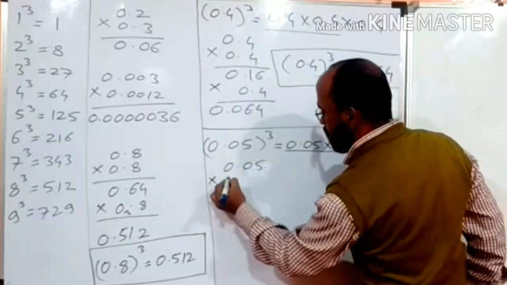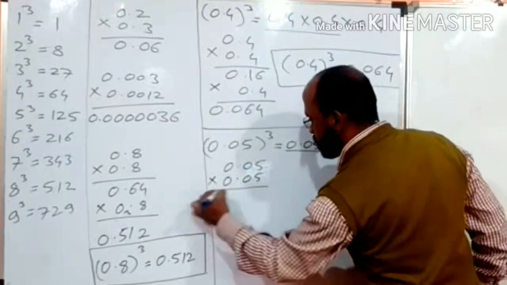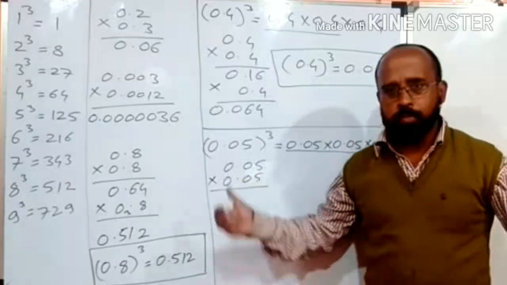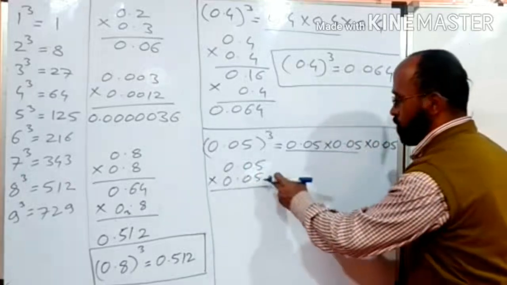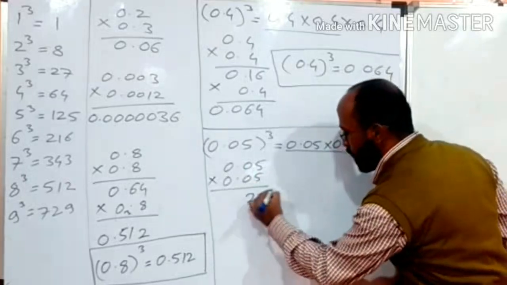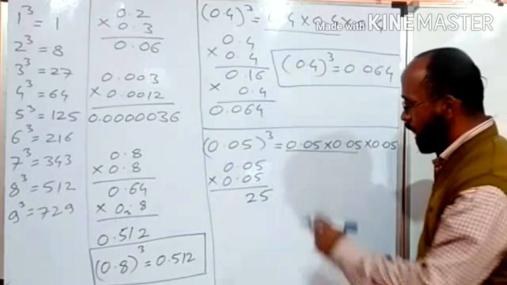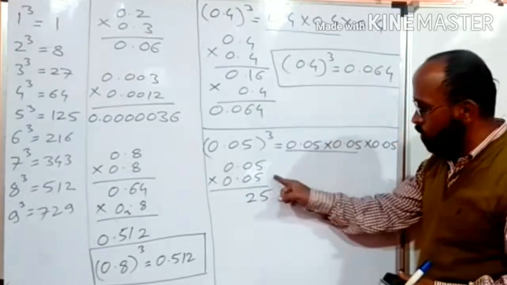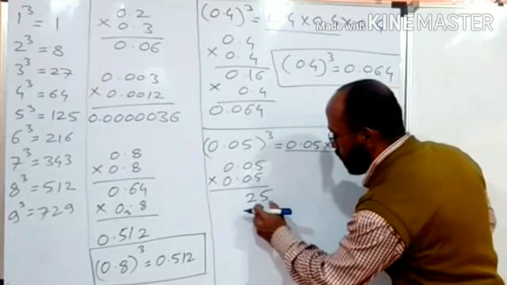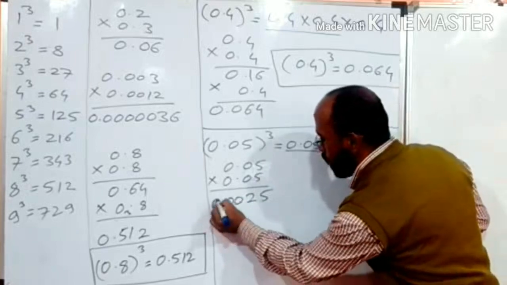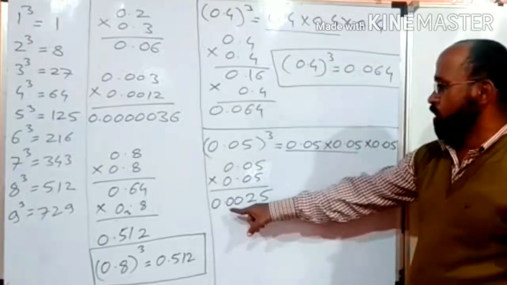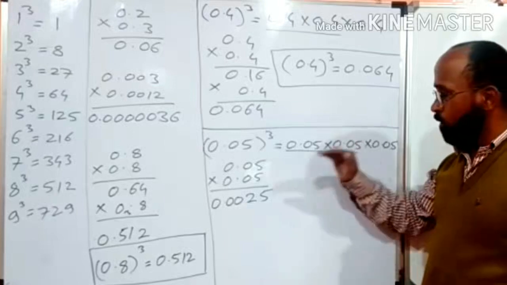0.05 multiplied by 0.05. By the method of decimal digit multiplication, 5 5s are 25. And how many decimal digits will be there? 1, 2, 3, 4. So the answer is equal to 0.0025. Now we have to find out the cube.